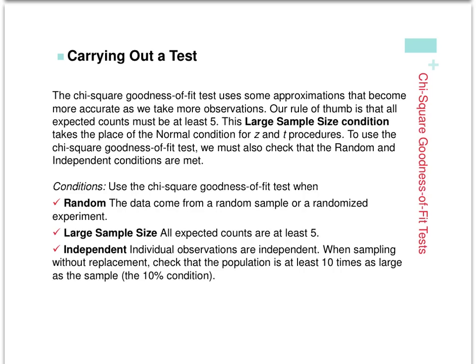That was the do. We basically have gone through the do. This will get through some of the conditions. Random is the same. Large sample size, here's how you verify it. It's no longer n times p. It's not the central limit theorem. It's just that the expected counts are at least 5. So large sample size means all expected counts are at least 5. Independence is the same. Individual observations are independent. Now, if you're sampling without replacement from a population, it's the 10% condition. If you're doing an experiment, it's the experiment being random.